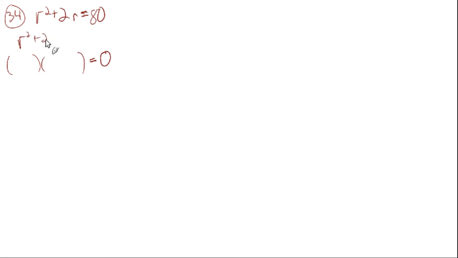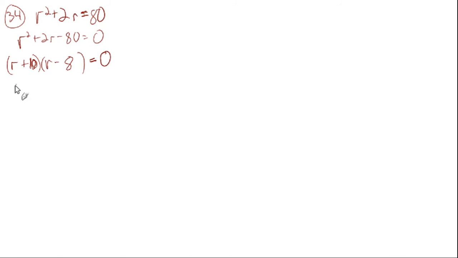r squared plus 2r minus 80. Got to subtract 80 on both sides so that this side is 0. Get everything on one side and 0 on the other. So you subtract 80 on both sides, and there you go. So we need to multiply to make negative 80. That means a positive and a negative, and add to make 2. So looks like positive 10 and negative 8. That'll add to 2 and multiply to negative 80.